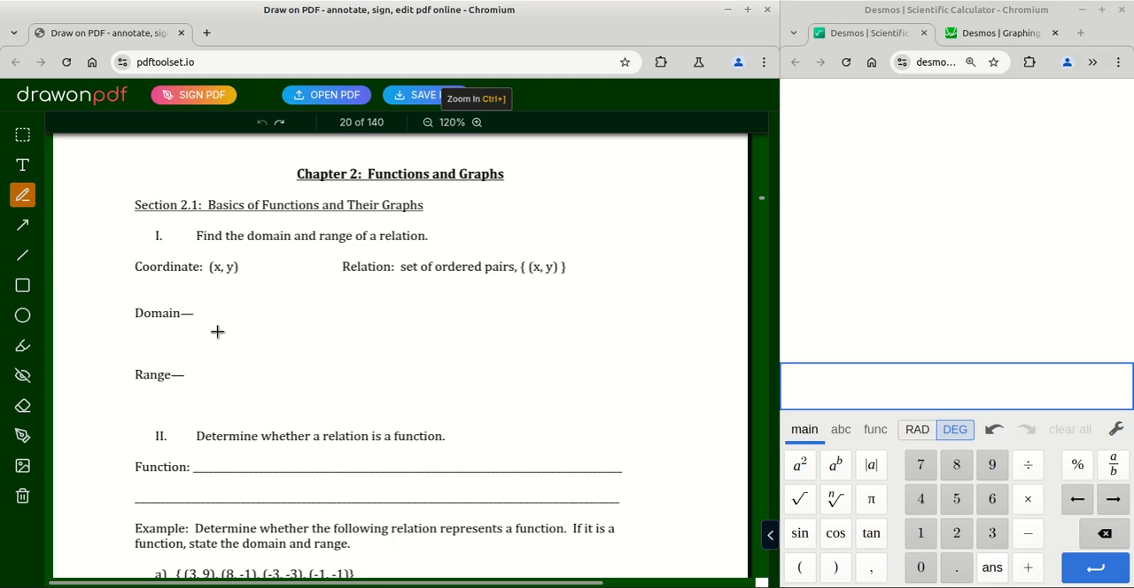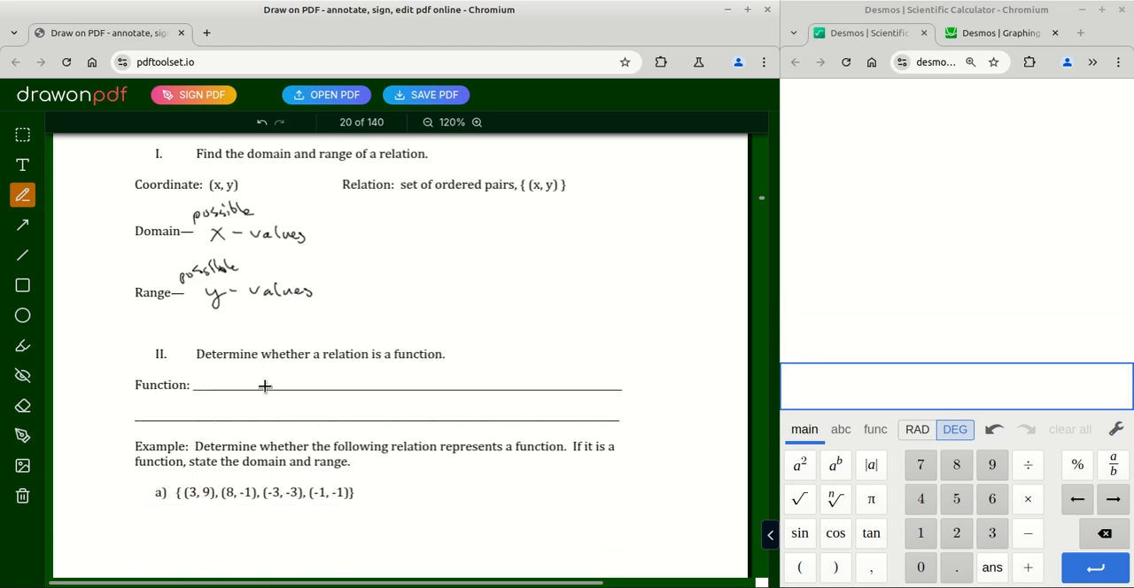Anyways, here we go. Domain, range. So x and y. And it's really x values and y values. I want to also add possible x values, possible y values, x and y values that will work in a function, and not just a function, but also in a relation. But I'm going to just say x and y values.